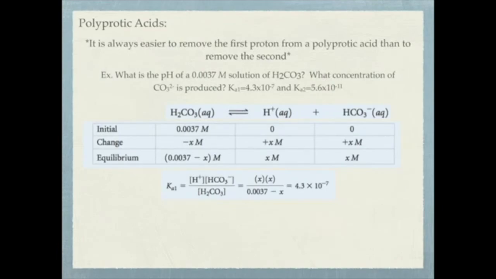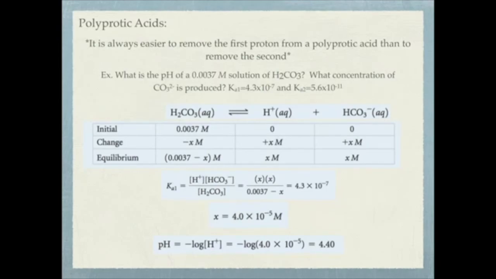Now keep in mind, based on the rule of 100, I can ignore that minus X. And so what I end up getting when I solve for this by multiplying 0.0037 by 4.3 times 10 to the negative 7th and square rooting that, I end up getting 4.0 times 10 to the negative 5th molar. Now that is the concentration of H+. Do note that you're going to have a little bit more H+ with the second dissociation. However, we're going to ignore that when we're calculating the pH. So instead, we simply take the negative log of this concentration, and we end up getting 4.40. Okay? I would be done, and I could even ignore the second dissociation.